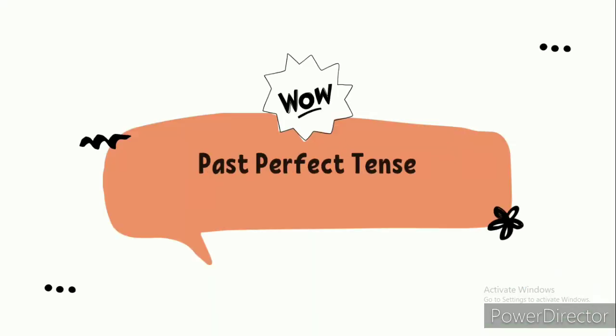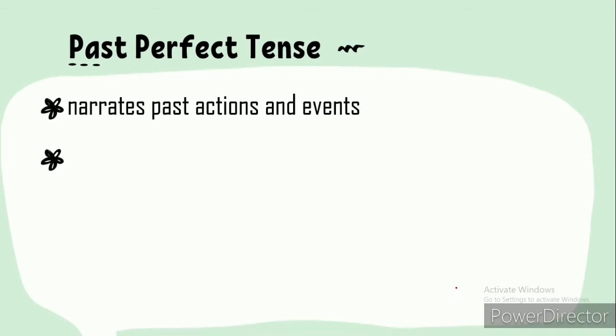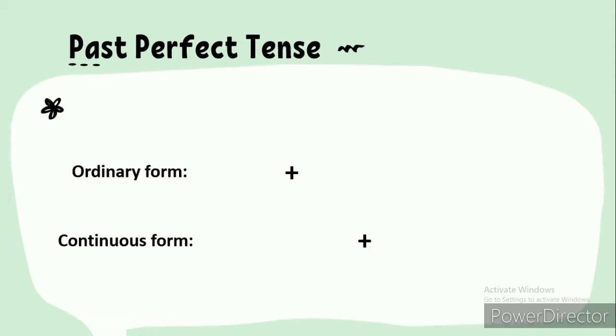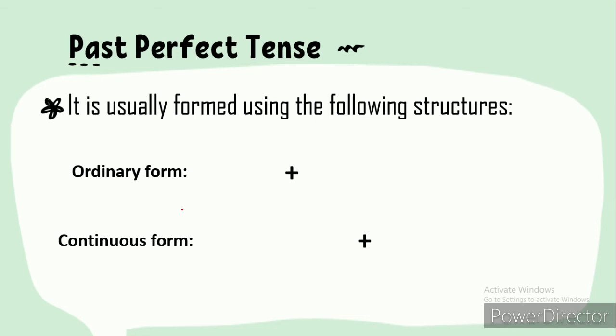Now let us have the past perfect tense. Past perfect tense narrates past actions and events, just like the simple past tense. A sentence that uses past perfect tense provides two actions in the past, wherein the first past action or condition is completed ahead of another action. It is usually formed using the following structures.